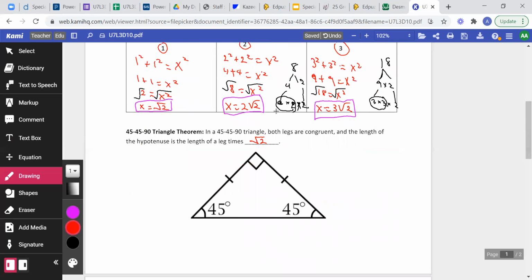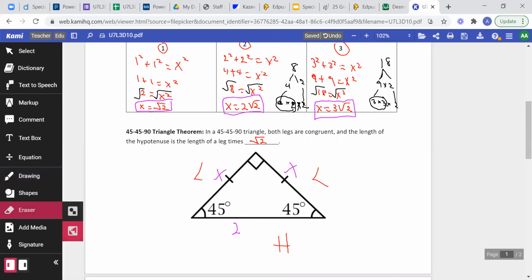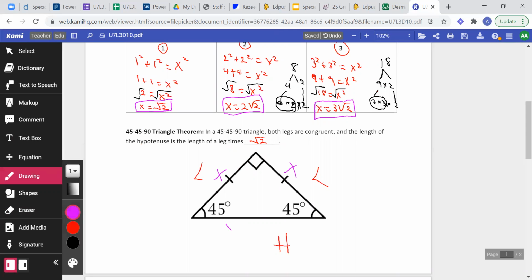So in general, if you have this kind of triangle, this is a leg, this is a leg, and this is the hypotenuse. So it means if one of the legs is x, the other leg is going to be x, and then the hypotenuse is going to be x times root of 2. So in an isosceles triangle, if you know one leg, you can find the other leg. They're going to be equal, and then you can easily find the hypotenuse. That's just going to be the value of one of the legs times square root of 2.